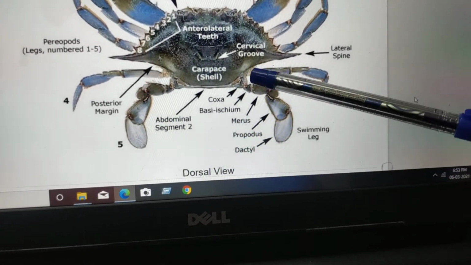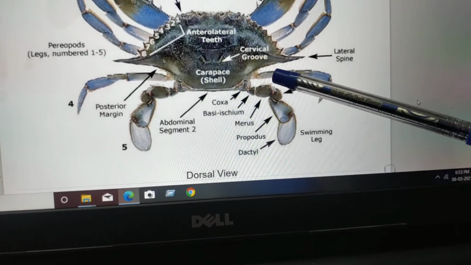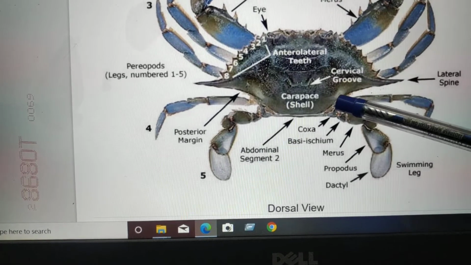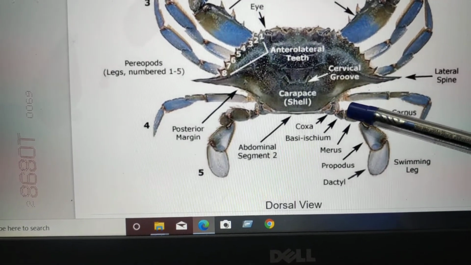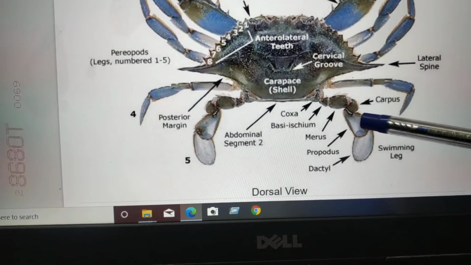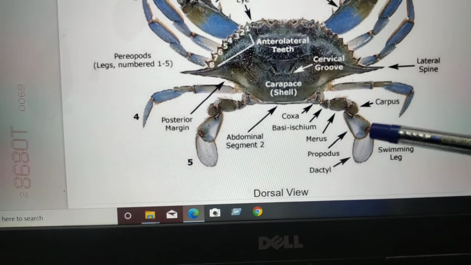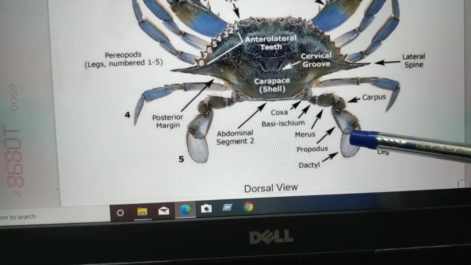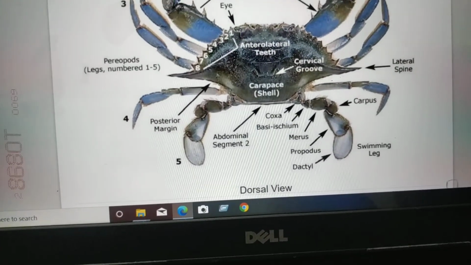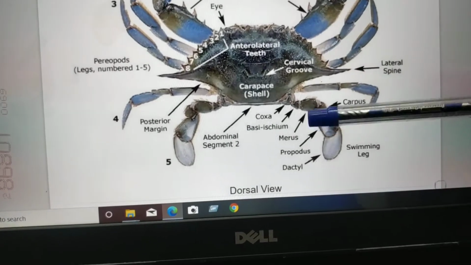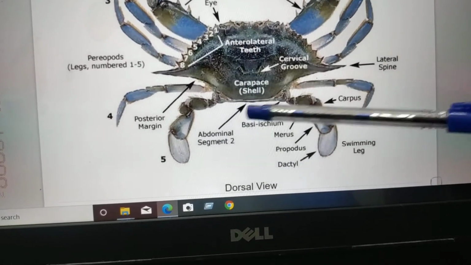Now coming to the swimming legs, different parts of the swimming leg. That is coxa. First one, the base one, is called coxa. Next one is basis, ischium, merus, propodus, and dactyl. Here there are no chelae, right? Only the first leg is having chelae. These are all abdomen segments.